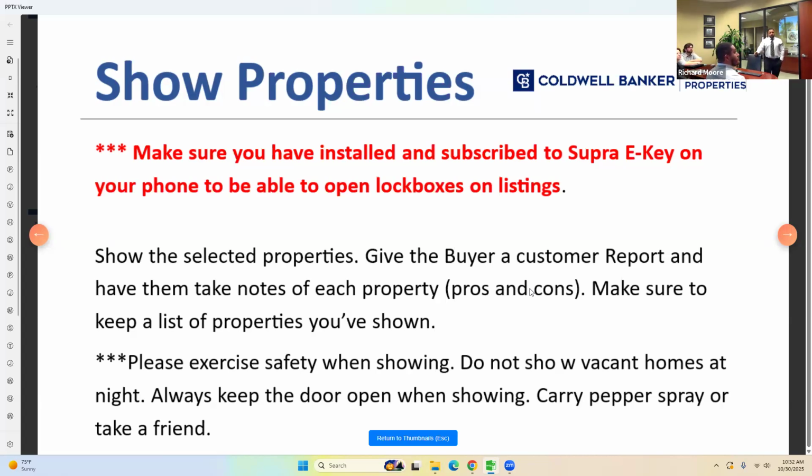And then exercise safety when showing properties. Don't show vacant homes at night. Now that we're getting closer to dark, 5 PM, some people want to see the property after 5 PM. Be very careful. Especially the women. There's a lot of bad people out there. Carry some pepper spray with you. Take someone with you. Let your spouse or let the broker know you're going to be at that property.